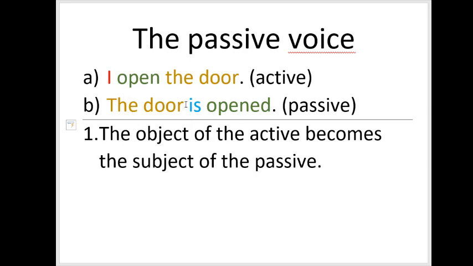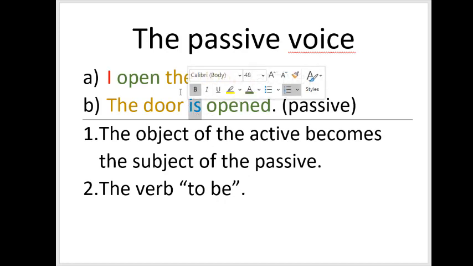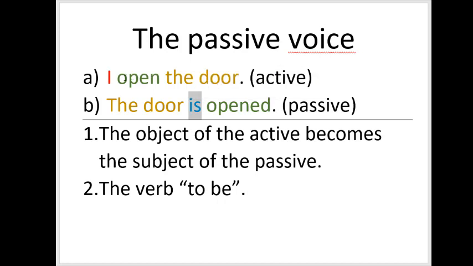Okay, here the passive. The second step is we added the verb to be. The verb to be. Now the question is in which tense? The verb to be must be in the same tense as the main verb of the active form.